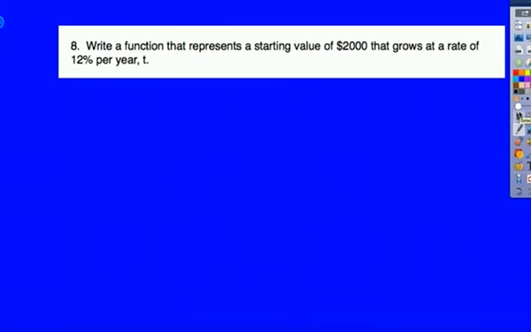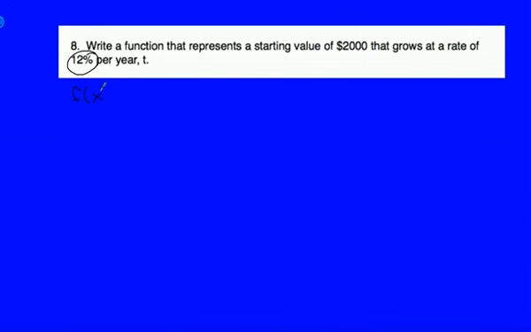Number 8 says, write a function that represents the starting value of $2,000 that grows at a rate of 12% per year. Now, it asks us to write a function, and because it is including 12%, that means that we're going to be writing an exponential function. So our exponential functions always look like f of x equals a times b to the x, where a equals the starting value, b is going to tell us about the rate, and x is always going to represent time.